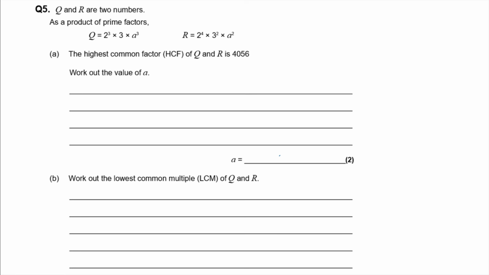Okay. Now if I was just going to pick out the HCF of those two numbers, I would be picking everything that appears in both. So from the two numbers I've been given, I can see that I've got a 2 cubed and a 2 to the power 4, so 2 cubed is common. I've got a 3 and a 3 squared, so 3 is common. And I've got an a cubed and an a squared, so a squared is common.